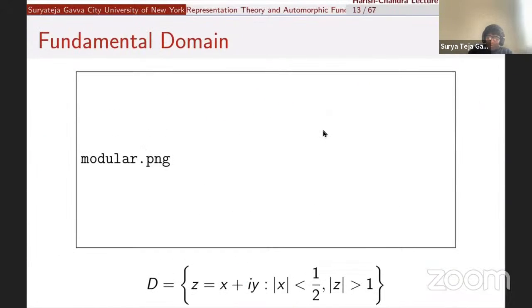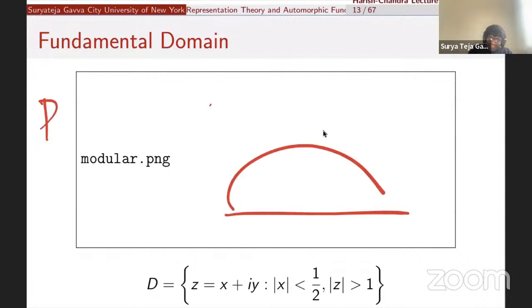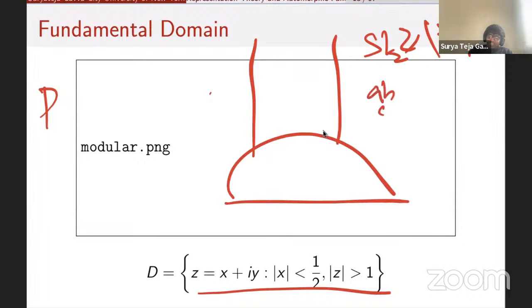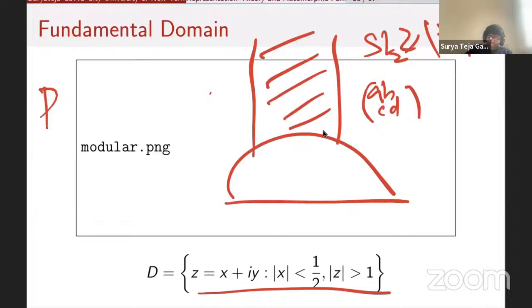Sorry, it didn't print, but I printed it at the last minute. So the fundamental domain looks like this. This is the fundamental domain for SL2Z, for these matrices A, B, C, D acting on H. The real part x is between -1/2 and 1/2, and the absolute value is greater than 1.